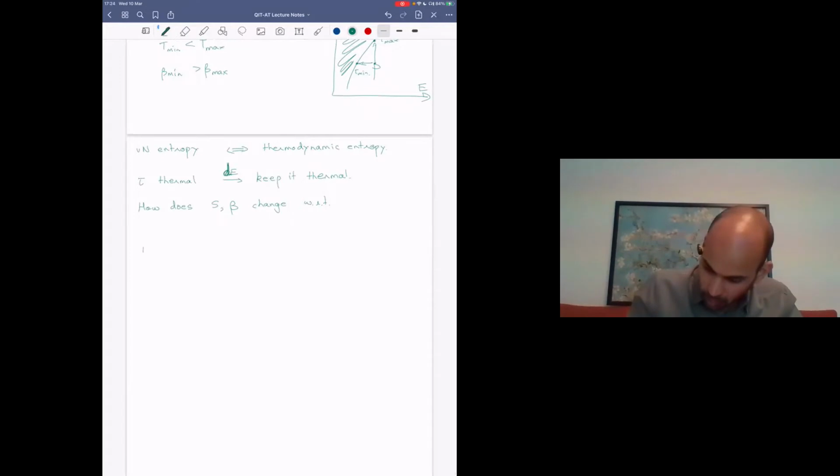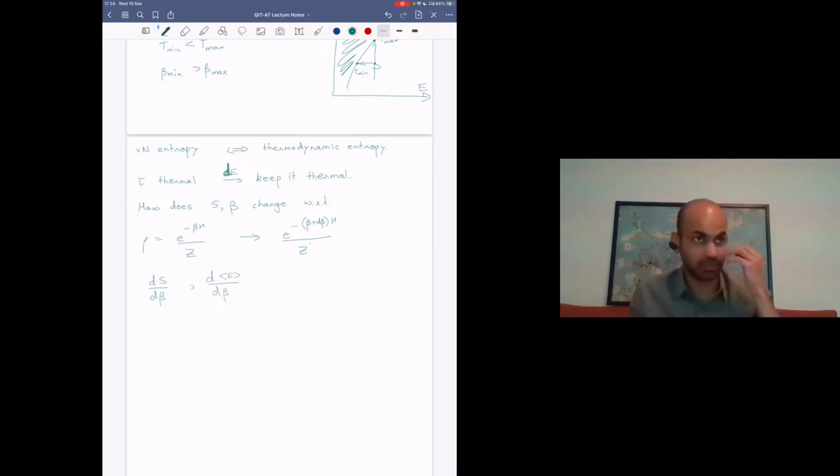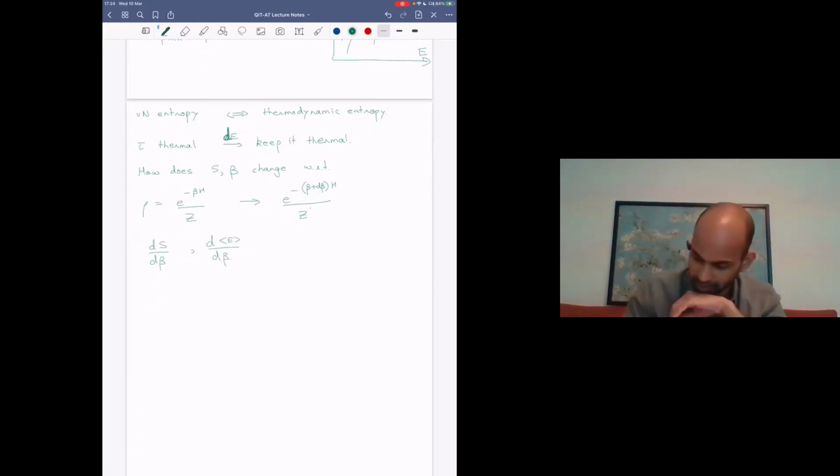So I'm going to have rho equal to e to the minus beta H upon Z, and it's going to go to e to the minus (beta plus d beta) H upon Z prime. And what we're going to do is calculate the rate of change of entropy with respect to beta, and the rate of change of average energy with respect to beta. And this is quite simple to do.